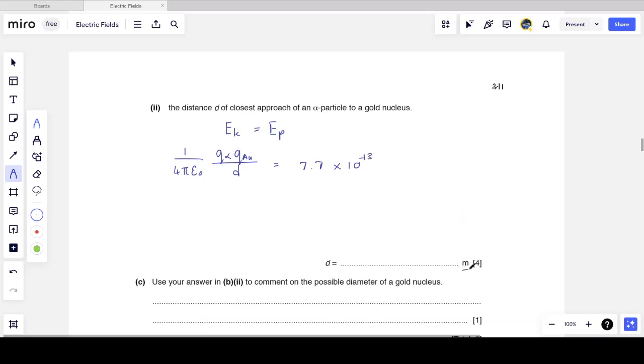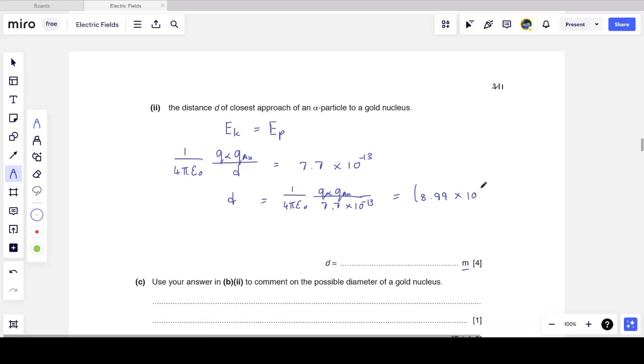And our answer d needs to be in SI units, meters, so that's why we calculated the potential energy in SI units. Which means the value for d is 1 over 4 pi epsilon naught, q alpha times q gold, divided by 7.7 times 10 to the minus 13. Now, I always like to rearrange the equation and do the algebra first, but again, how you go about solving the problem is up to you.